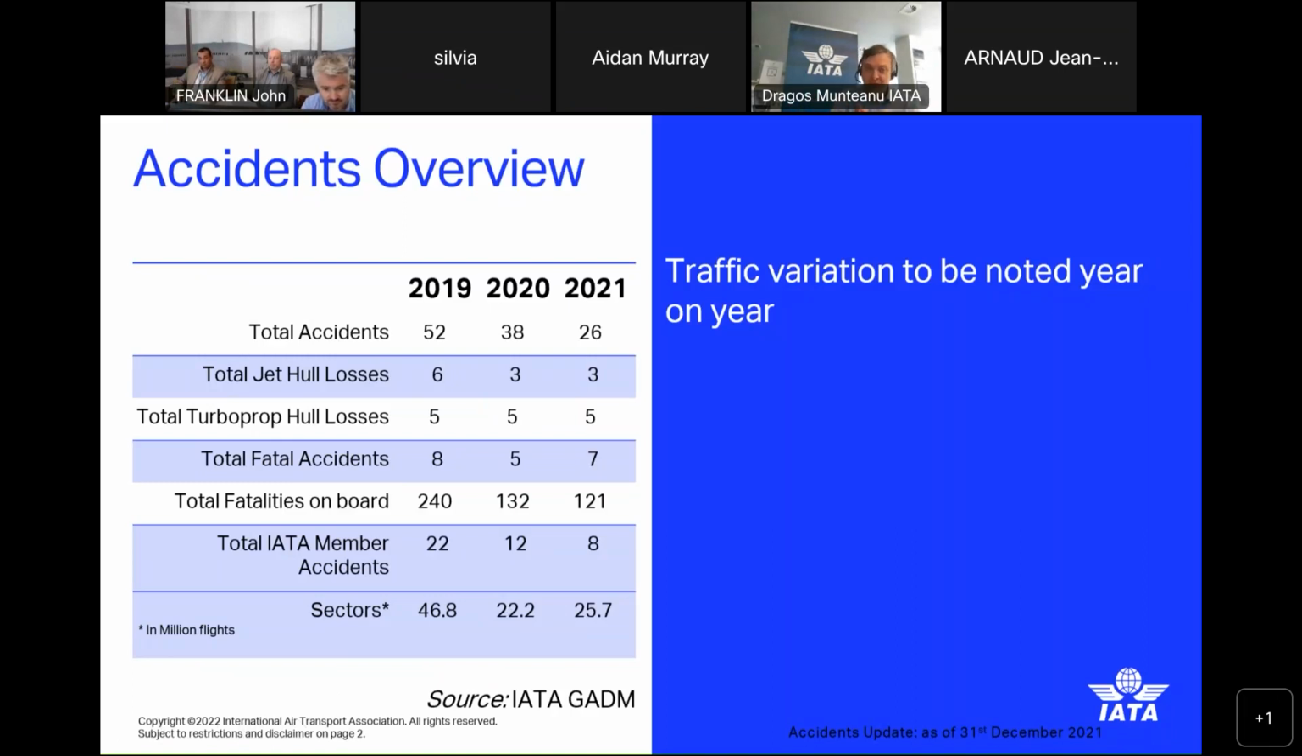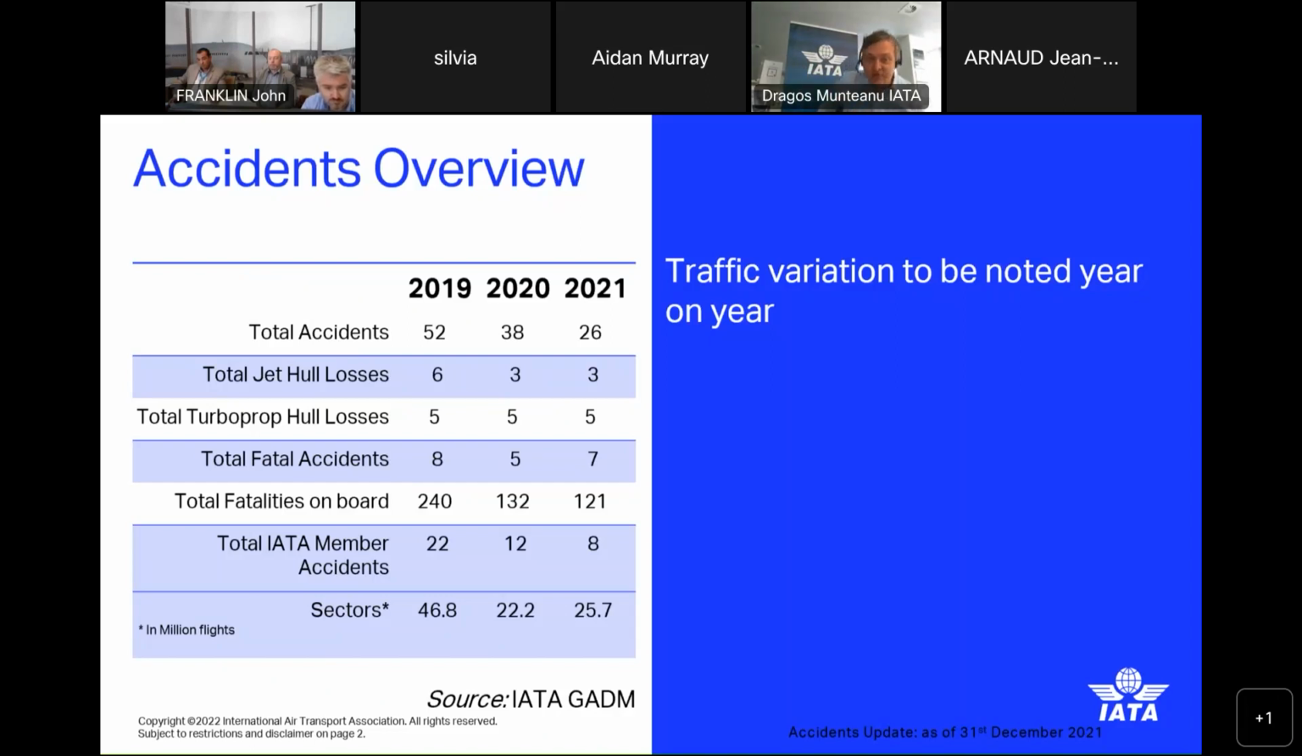Then the number of fatalities on board was, of course, decreasing, since the traffic was decreasing. And the number which is the most staggering is really the difference in sectors. In 2019 we were flying almost 50 million sectors, and then we dropped to 22 million in 2020, and in 2021, when we hoped that everything would become normal, it was just another year with a very low number of flying activity. Through these numbers, we can understand where we are today in getting back to 2019, and in some areas even getting more than the traffic that we had in 2019.